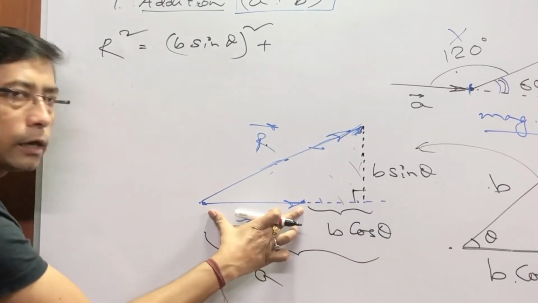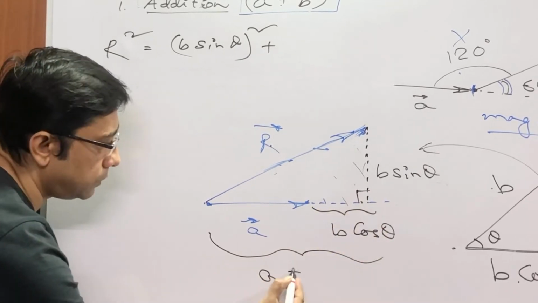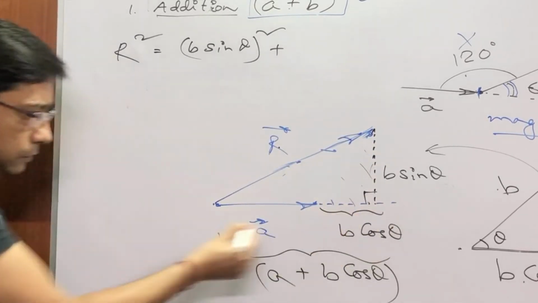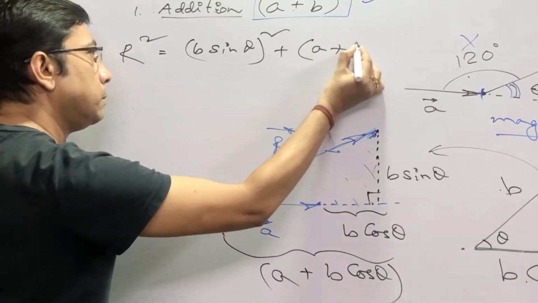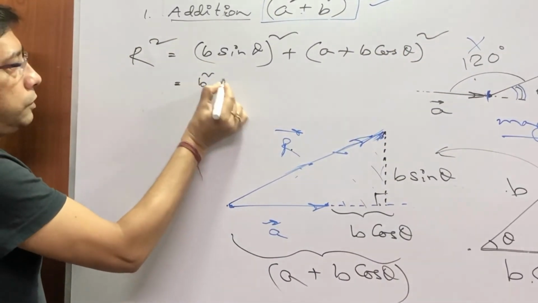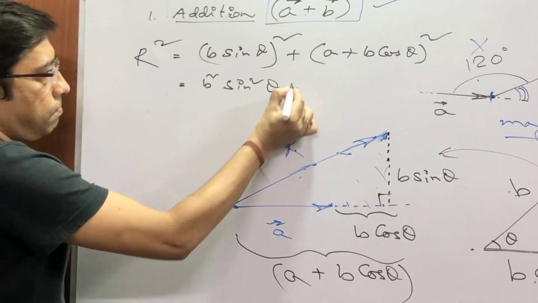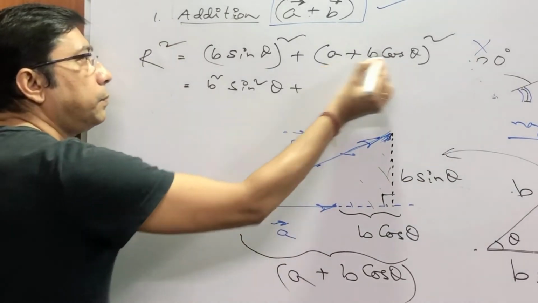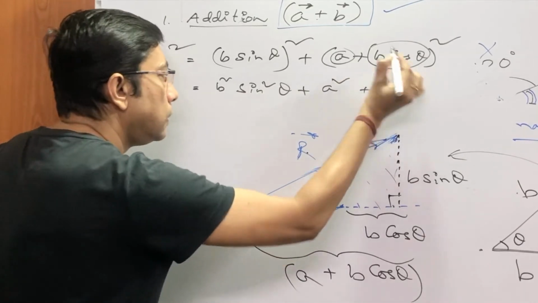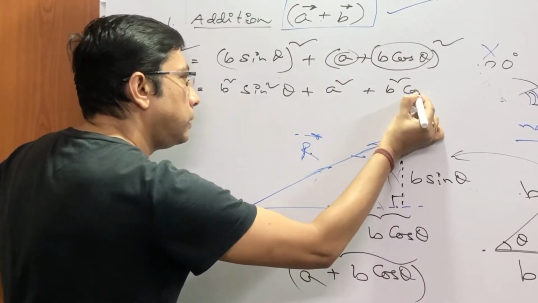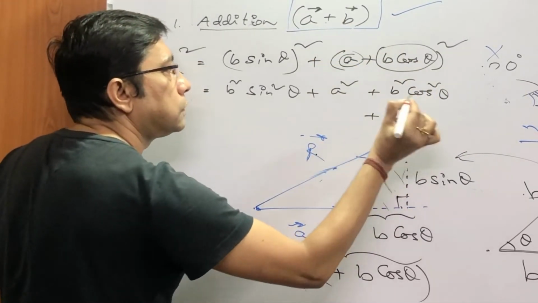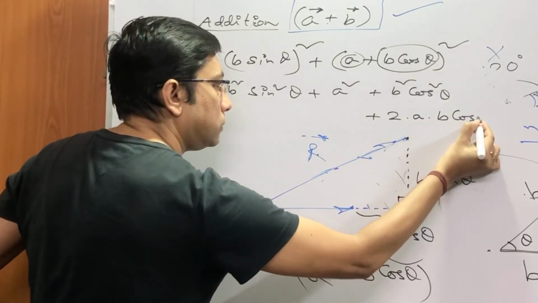Plus base square. Base is total how much? This was A already and this extended part is B cos theta. So may we write it as A plus B cos theta. Perpendicular square plus base square. So base square means A plus B cos theta whole square. B square sin square theta plus here, A plus B whole square sort of thing. This is A and this total thing is B. So A square plus B square, that is B square cos square theta, plus 2AB, 2 into this into that, B cos theta.